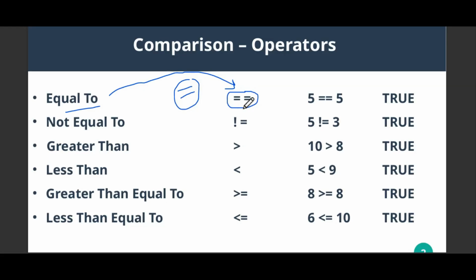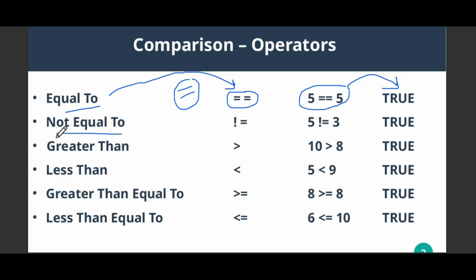The equal to operator is used to compare two values. If the two values are equal, it will return true, and if the two values are different, it will return false. For example, here is a statement: 5 double equals 5. Tell me, are those values the same? Yes. That's why it will return true. If they were different, it would have returned false.